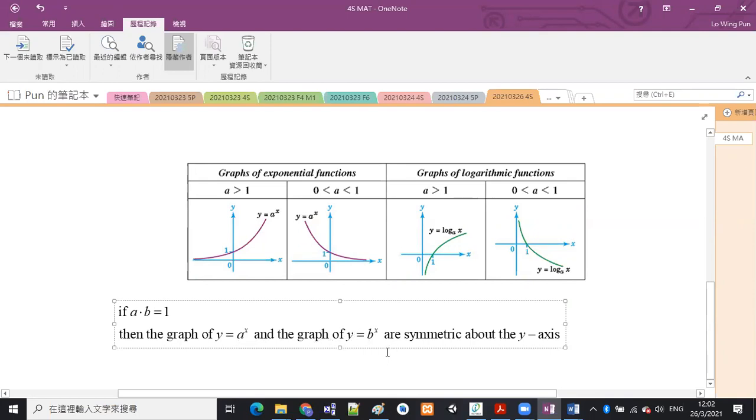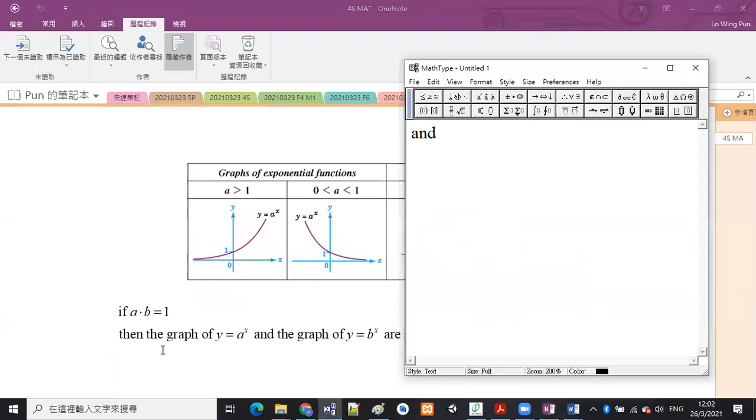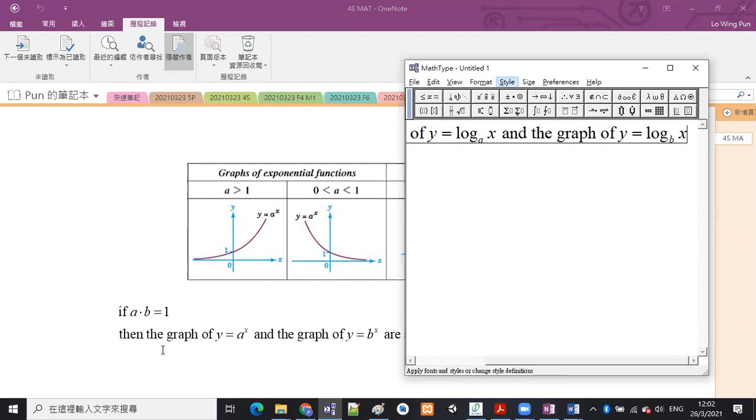The graph of y equals a to the power x and the graph of y equals b to the power x are symmetric about the y-axis. The y-axis is the mirror, and the graphs are the mirror image of each other. And the graph of y equals log x base a and the graph of y equals log x base b are symmetric about the x axis.